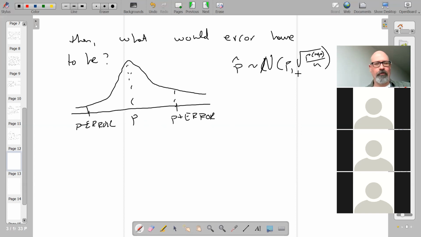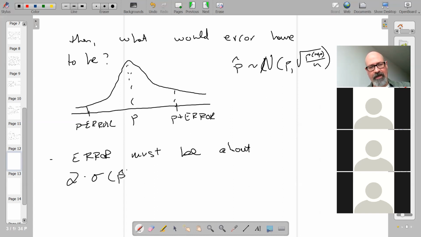To get that interval, we're essentially changing the question a bit, and we're asking, look, what does the error have to be so that 95% of the P hats fall within this range? If you think about this for a minute, you realize that if we want this 95% family, this error must be about 2 times the standard deviation of P hat, which is 2 times that thing right there. So it's P times 1 minus P divided by N. Maybe it's better to think of it that way. That's sort of a breakdown.